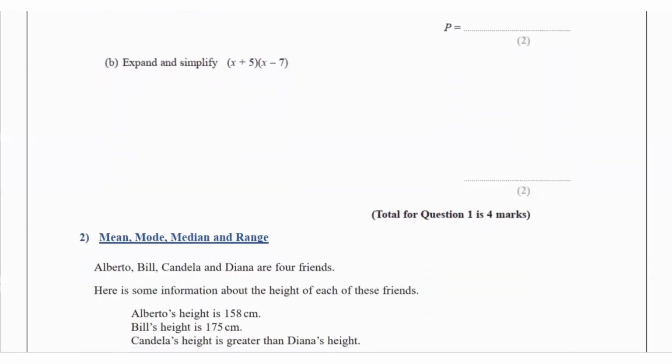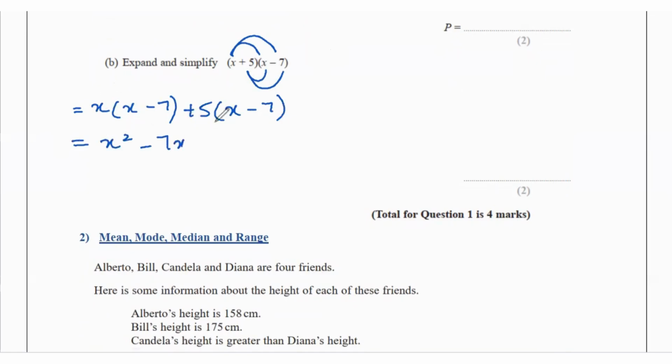Then it says expand and simplify. So we have a double bracket. So what we do is we multiply x with both the terms in the second bracket, and then 5 with both the terms in the second bracket. So that's x times (x minus 7) plus 5 times (x minus 7). x times x is x squared. x times -7 is -7x. 5 times x is 5x. And 5 times -7 is -35.